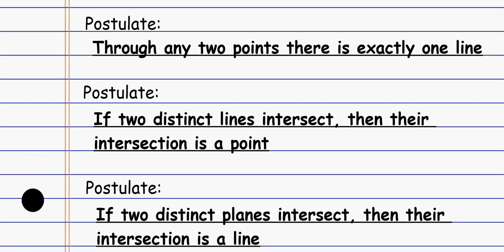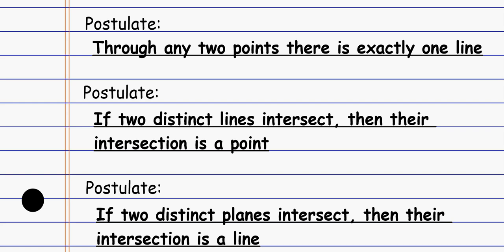The next one, if 2 distinct lines intersect, their intersection is a point. And again, you already know that from algebra. Remember solving systems of equations? The first way you solved them was by graphing. You would graph the 2 lines, and they would have one point of intersection. That was your solution, okay? When 2 lines cross, they cross at a single point, all right? That's all that postulate is saying.